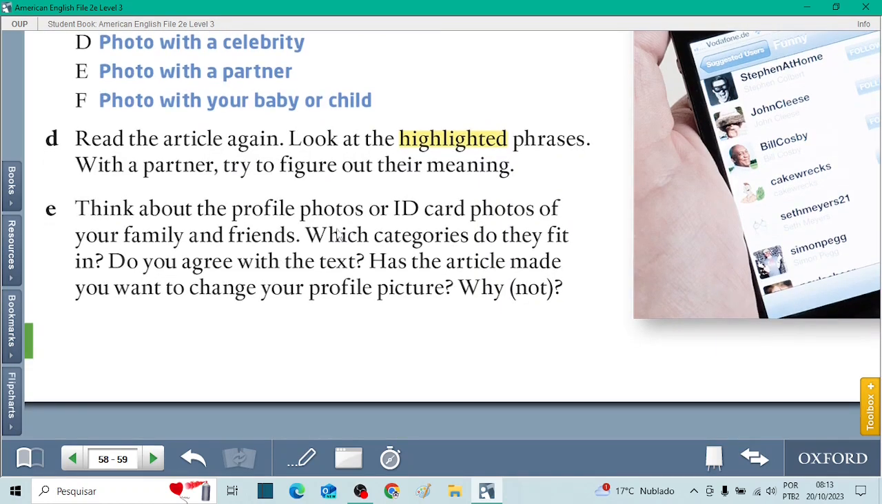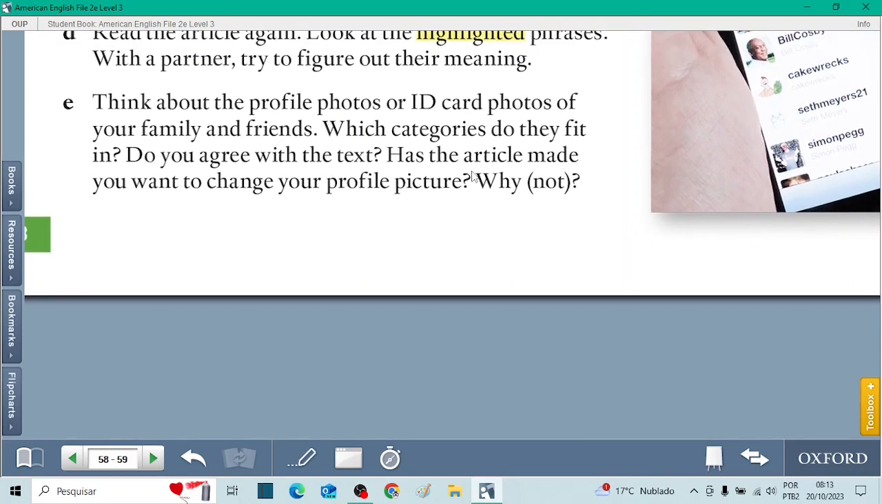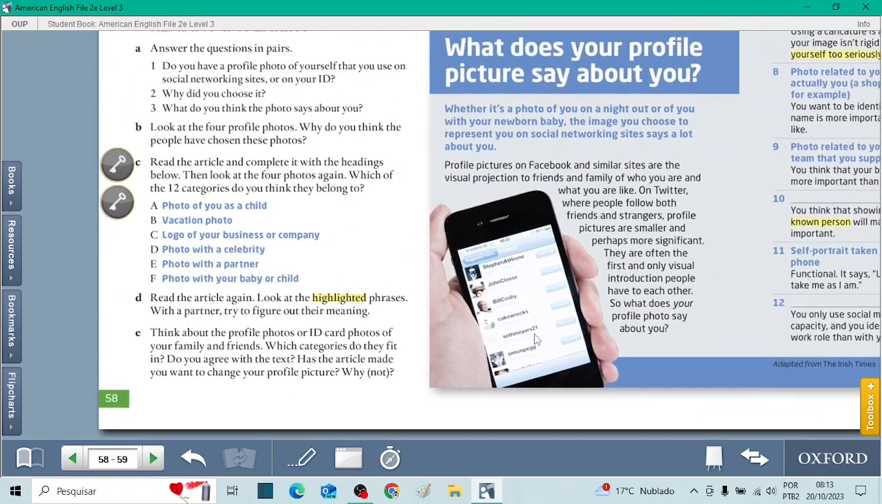Now, you will think about the profile photos or ID card photos of your family and friends. Which categories do they fit in? Do you agree with the text? Has the article made you want to change your profile picture? Why or why not?